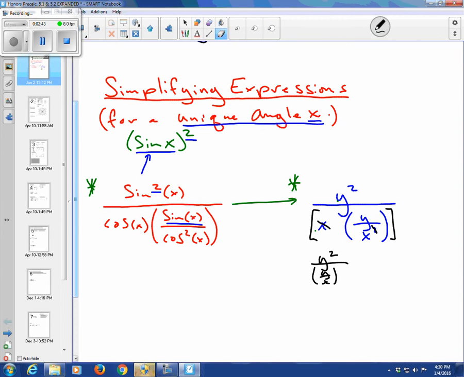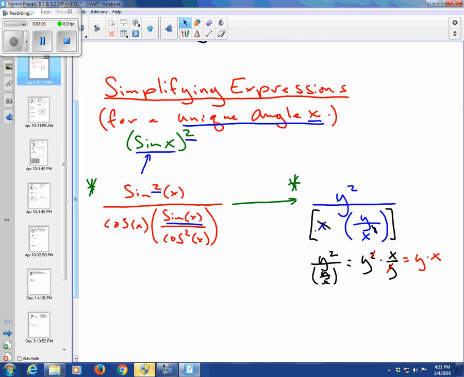And now right here I'm dividing by a fraction, which is the same thing as multiplying by the reciprocal. So right here I can say I've got y squared times x over y. And similarly, again, we can cancel one of the y's we're multiplying in the numerator by the y we're dividing here, and we will get this expression as equal to y times x.